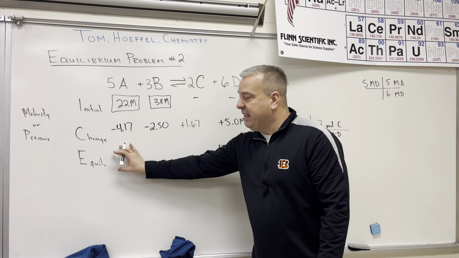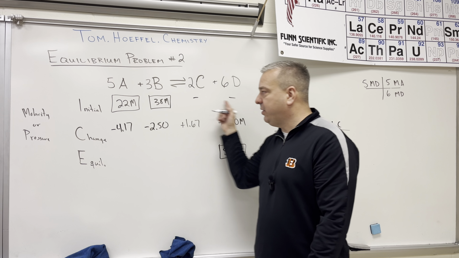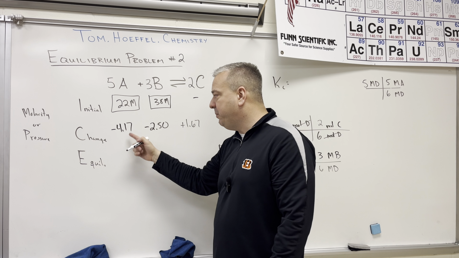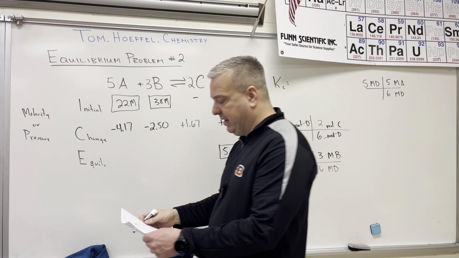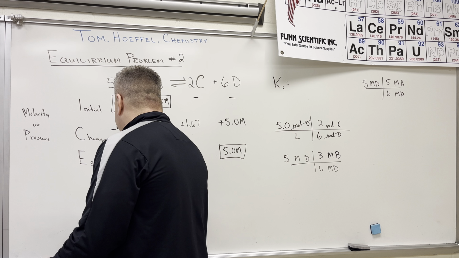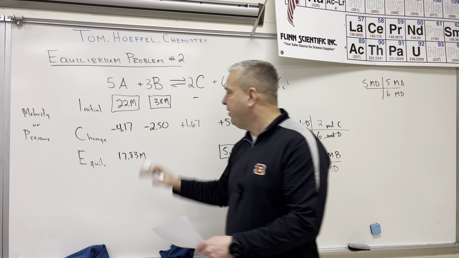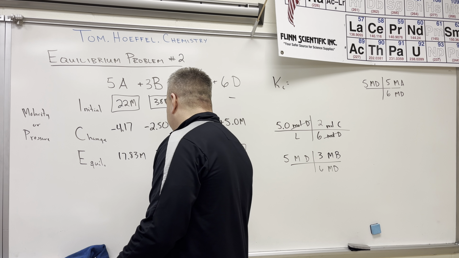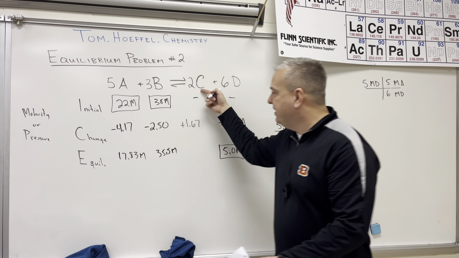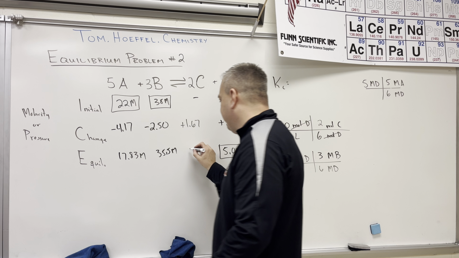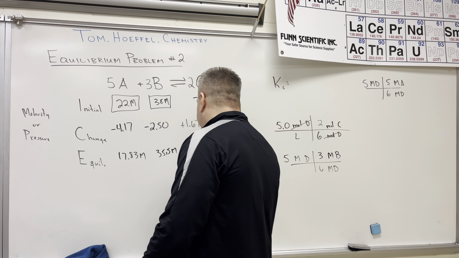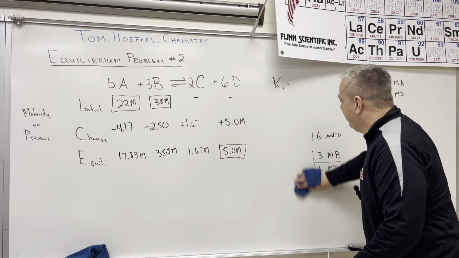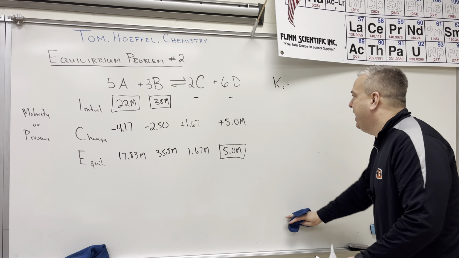Now, I'm going to figure out the equilibrium position by taking the initial amounts and adjusting them by the change. So 22 minus 4.17 gives me 17.83 molarity. 38 minus 2.5 gives me 35.5 molarity. And 0 plus 1.67 gives me 1.67 molarity. Now, I'm going to use that information to calculate my K sub C.